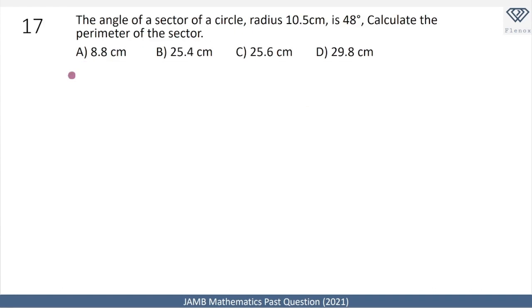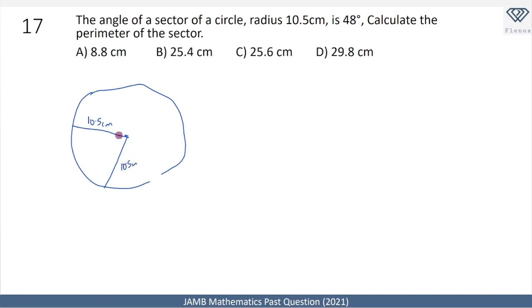Moving on to the next question, we are told that the angle of a sector of a circle of radius 10.5 is 48 degrees. We are told to calculate the perimeter of the sector. So now let's assume I have a circle. Forgive my horrible drawing. Now I'm told that the radius is what? The radius is 10.5 centimeter. Let me just draw this also here. So I know that 10.5 centimeter.